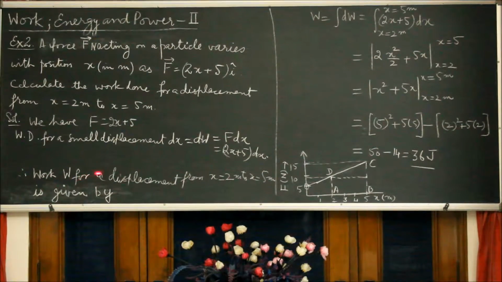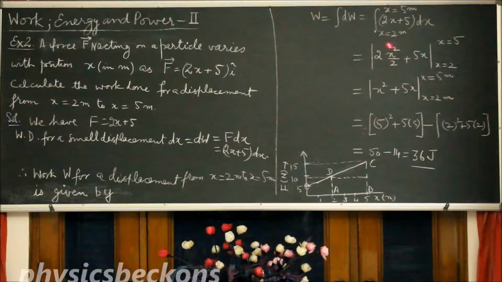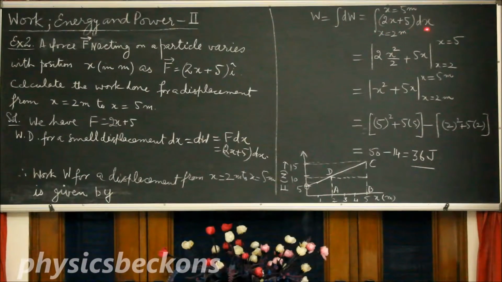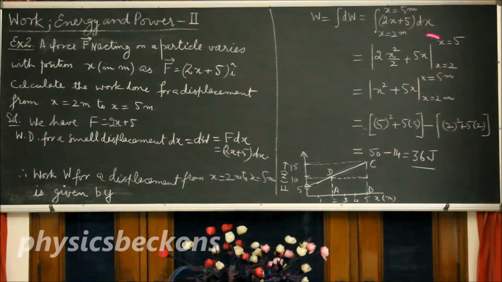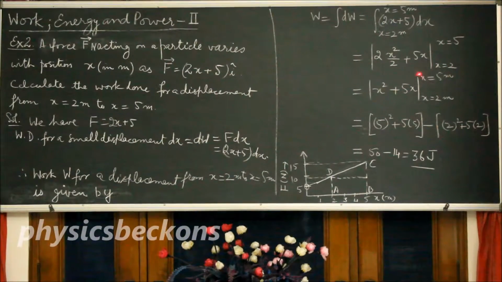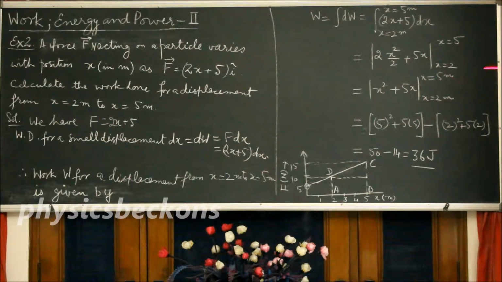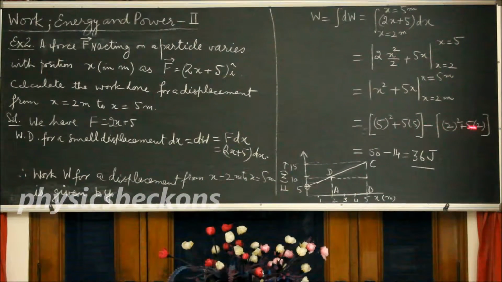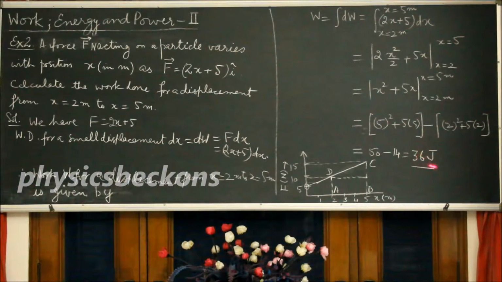The work W for a displacement x equal to 2 meter to x equal to 5 meter can be obtained by integration. If you integrate this 2x plus 5 function, you get x square plus 5x by the usual integration formula, and substituting the limits, upper limit minus the lower limit, the work comes out to be 36 joule.